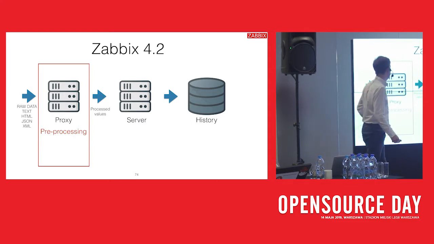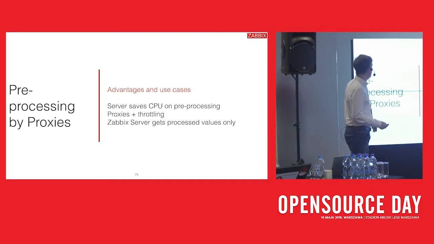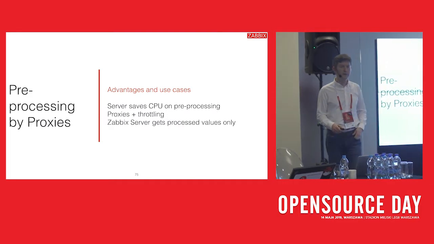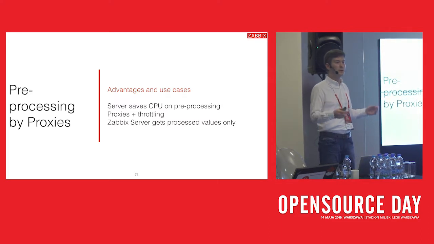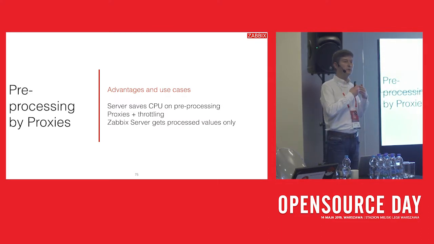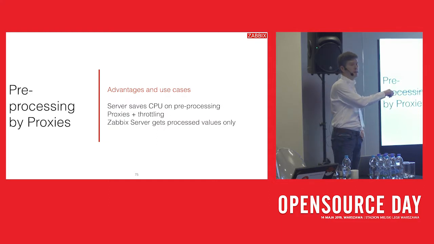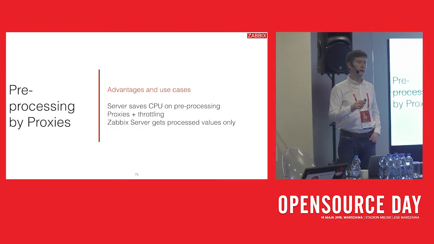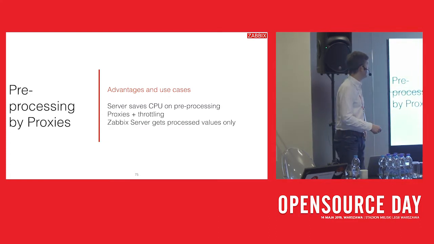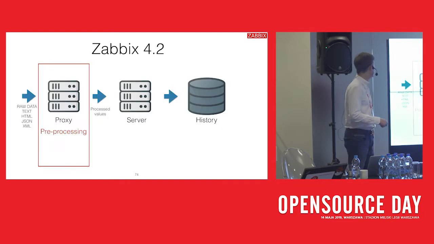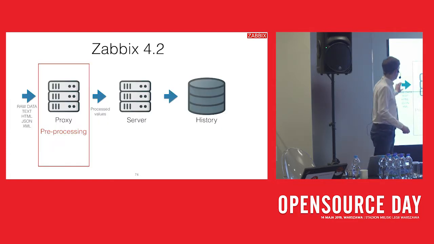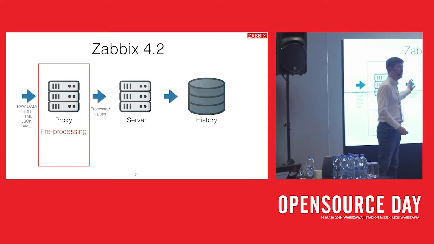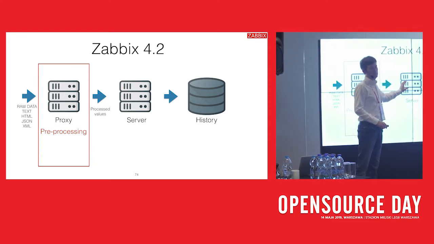So very nice. It basically means that we are saving resources on the Zabbix server side. We can scale much better with the use of proxies. Proxies plus throttling is a really powerful combination. Yeah, and the Zabbix server gets processed values only. For example, a proxy may collect huge data in JSON or XML format, it will do some processing, but only the values which we need will be passed to the Zabbix server.